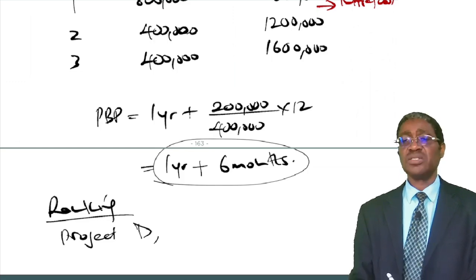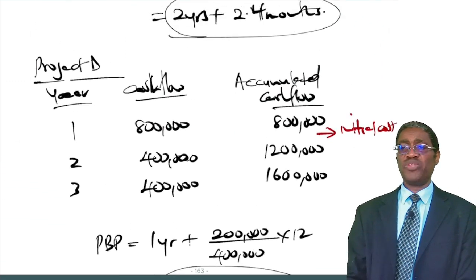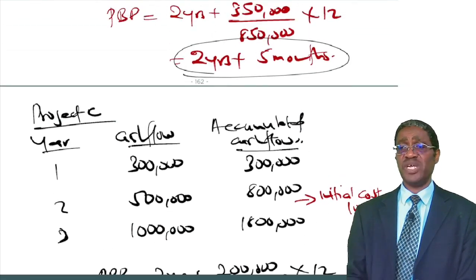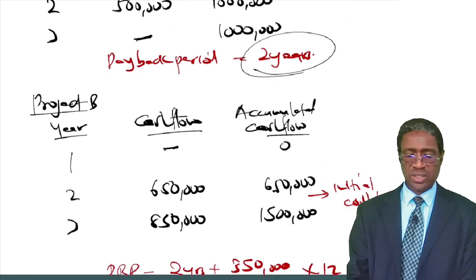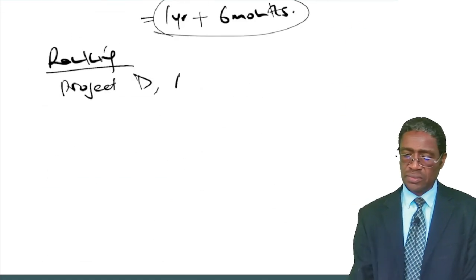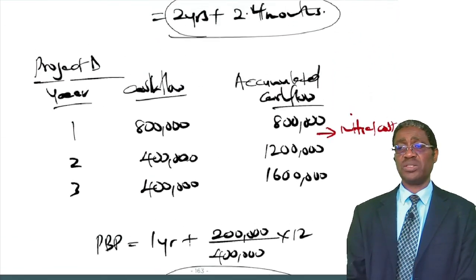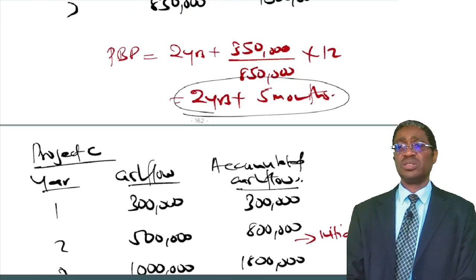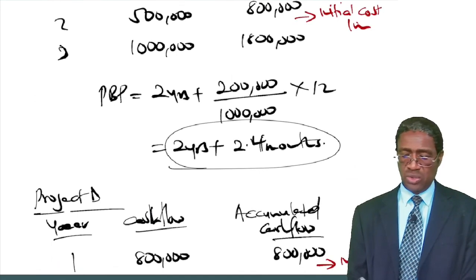Start with D. After D, you go to which one? The remaining are 2, 2, 2. I think the first one was better. Project A just took a flat 2 years. Yes, so we go to project A after that. Then after that, we go to which one? The other one is 2.4, the other one is 5. So we go to project C now.